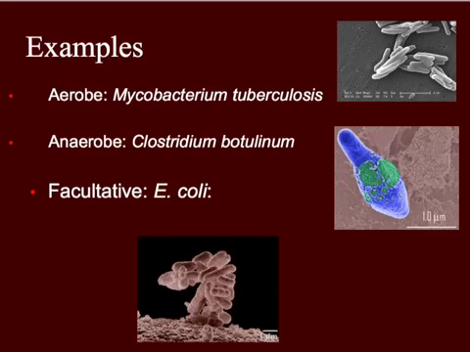Okay, moving on. So here's some examples. Aerobic would be Mycobacterium tuberculosis. Again, this causes tuberculosis. And anaerobic, that hopefully should be familiar to you by now, Clostridium botulinum, which causes botulism. And then depending on the strain, E. coli are an example of facultative. They can either be aerobic or they can be anaerobic. Just kind of depends on the strain and what the environmental condition is like.